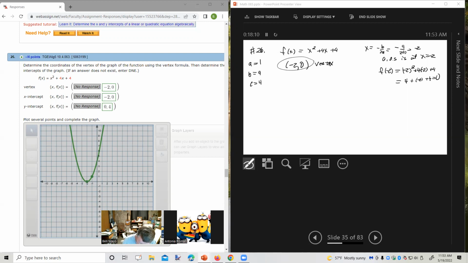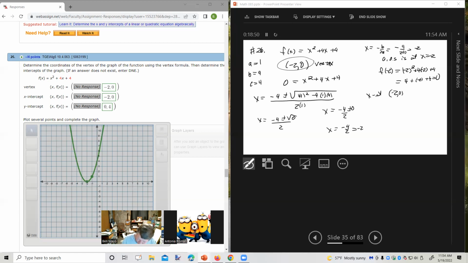So you'd go back and say, okay, to find the x-intercept, you'd set y equal to 0. And then using the quadratic formula, x equals -b plus or minus the square root of b squared minus 4ac all over 2a. X equals -4 plus or minus the square root of 0 over 2. X equals -4 plus or minus 0 over 2. X equals -4 over 2, which is -2. So x-intercept at (-2, 0).